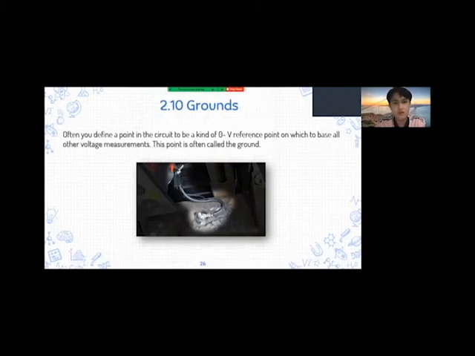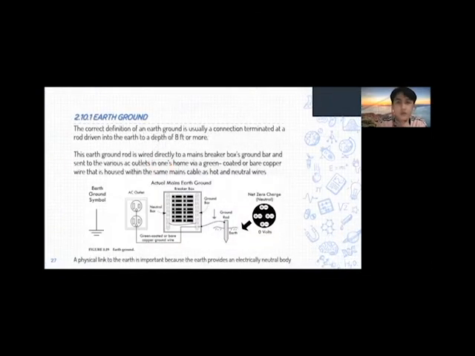Ground. In a circuit, a point is chosen to be a kind of zero reference point on which to base all other voltage measurements. This point is often called the ground. We consider the earth ground. The definition of earth ground is usually a connection terminated at a rod driven into the earth to a depth of 8 feet or more.